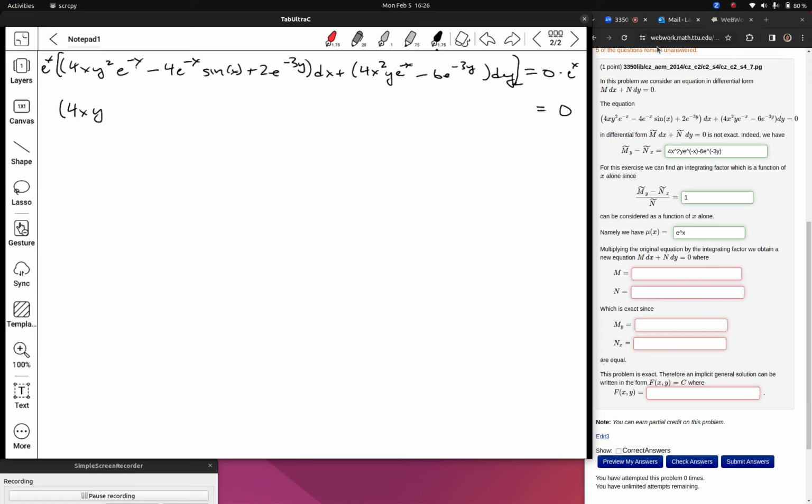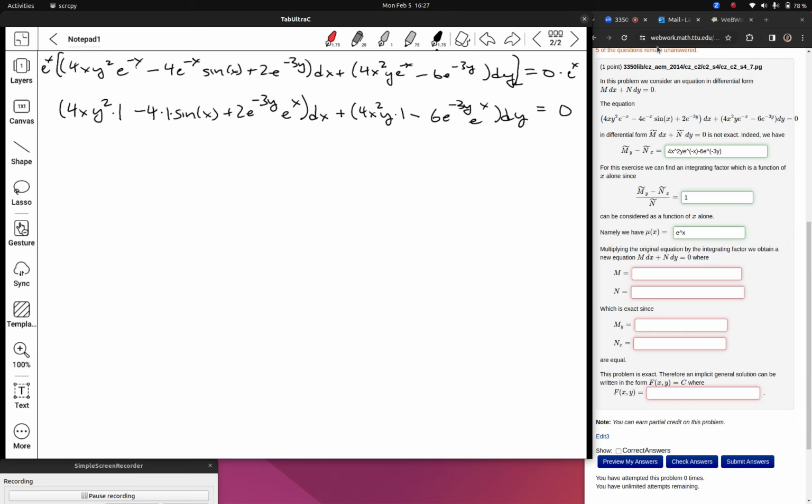But, so I'm going to get 4xy squared e to x times e to minus x is just 1. Minus 4 e to minus x times e to x is again 1, sine of x. Plus 2 e to minus 3y e to x dx. Plus 4x squared e to minus x times e to x cancels out. Oops, forgot that y. Minus 6 e to minus 3y e to x dy.